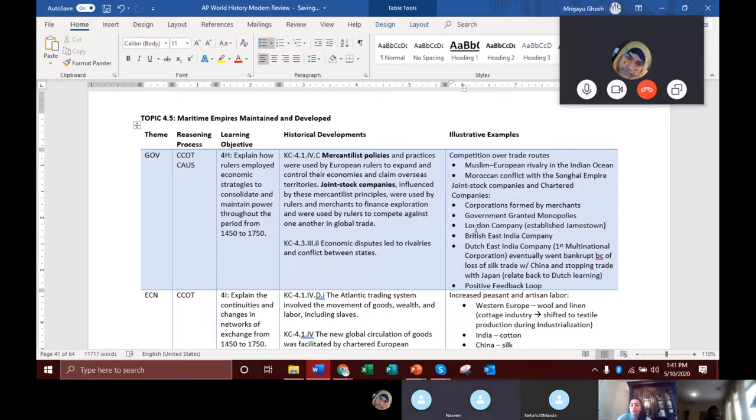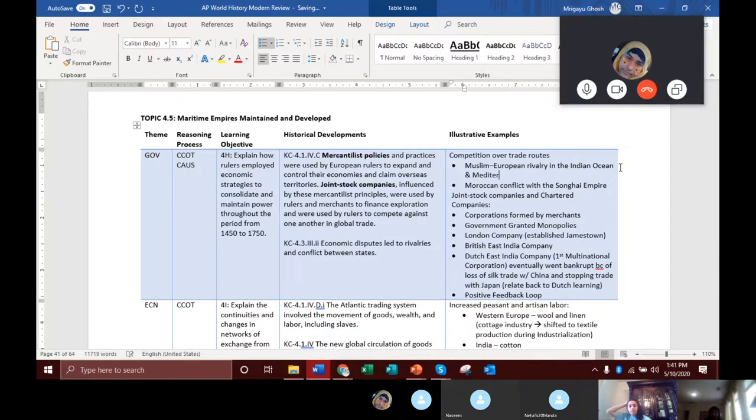Yeah. Also for the Muslim-European rivalry, you could put also in the Mediterranean. Yes, in Indian Ocean and Mediterranean trade. Okay, Moroccan conflict with the Songhai Empire.